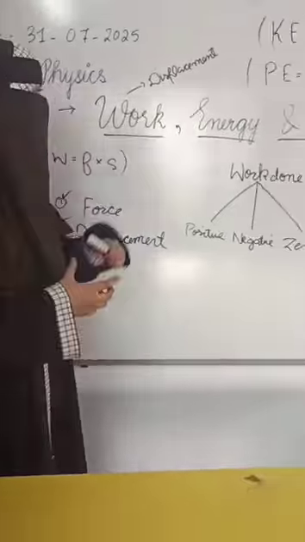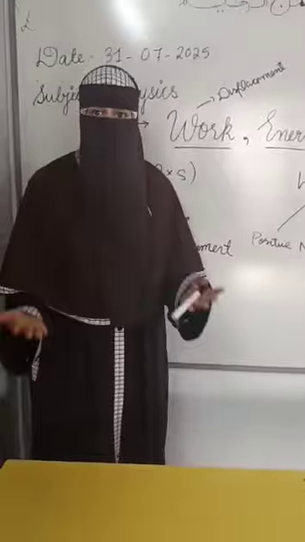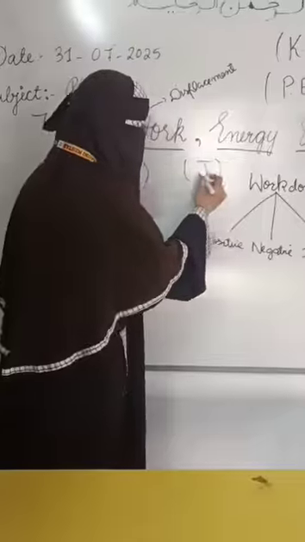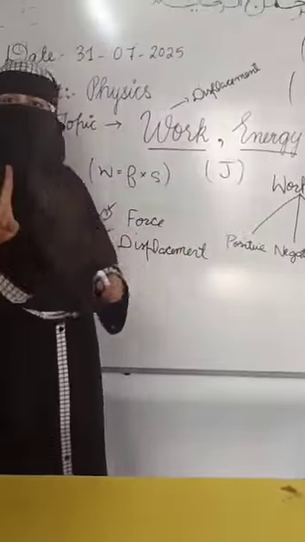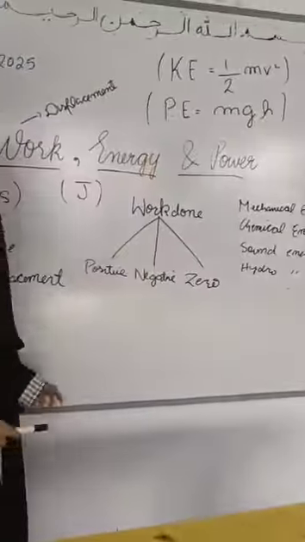Talking about energy, we can say energy is the capacity of a body to do work. The SI unit of energy is joules. We write it as J, which means joules. And we have two main types of energy: kinetic energy and potential energy.